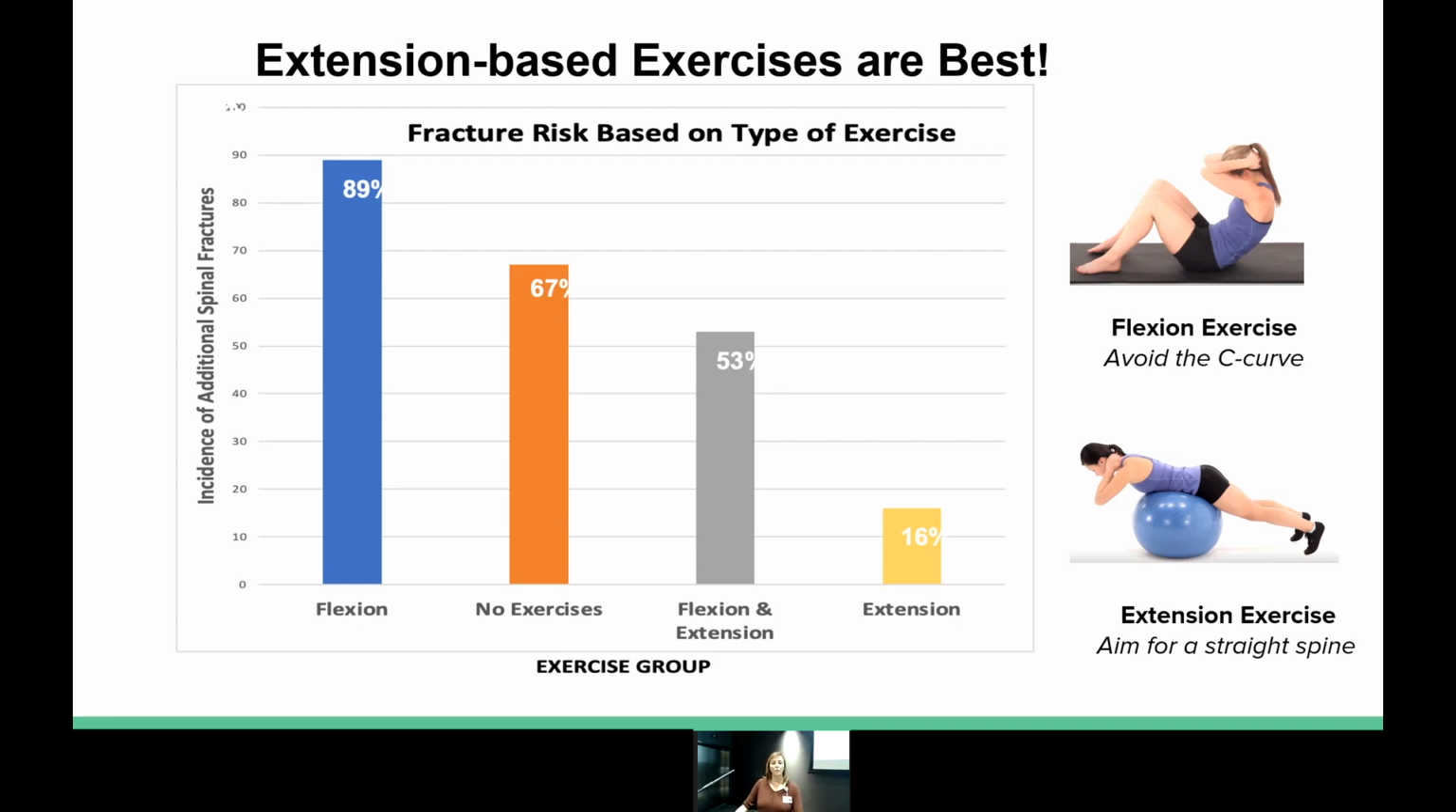And then finally, notice that the participants who performed the extension-only exercises, the back exercises, shown in the yellow bar, had the fewest number of fractures, 16%. So the takeaway here is that flexion-based exercises appear to have an increased risk of additional spinal fractures, and extension-based exercises appear to be safer, but they're not without complete risk themselves.